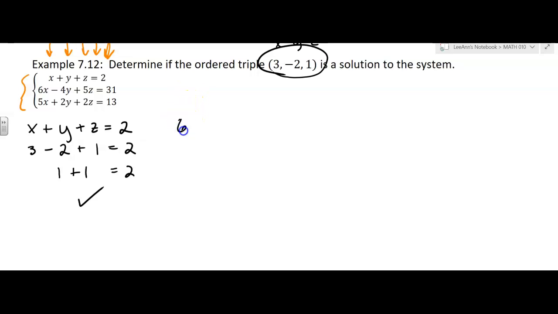I'll probably need a little more room for this one. Maybe I should write it a little higher. Okay, so I'm going to have 6 times, well, let me write the equation first, sorry. It's getting close to Friday.